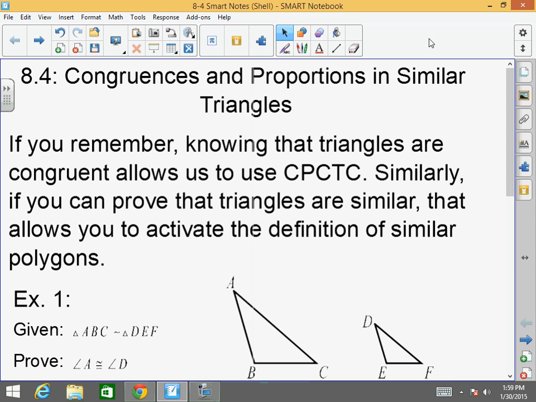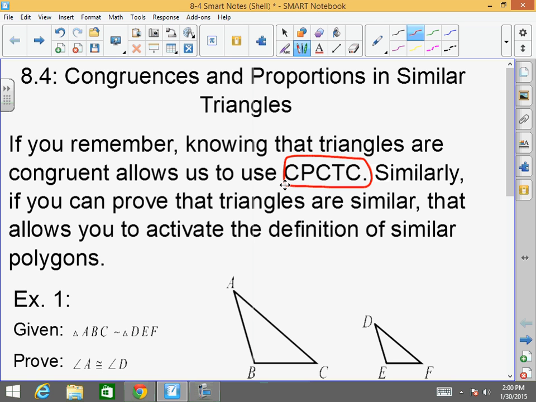Today we're going to continue with similarity and talk about congruences and proportions in similar triangles. I do need you to remember something though. Knowing that triangles are congruent allows us to use CPCTC, right? Congruent parts of congruent triangles are congruent.